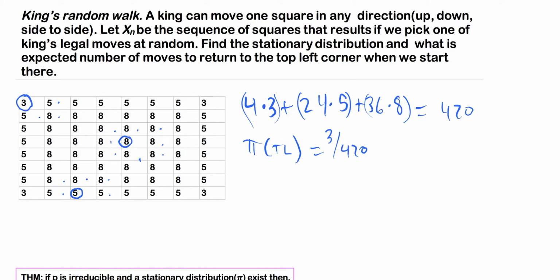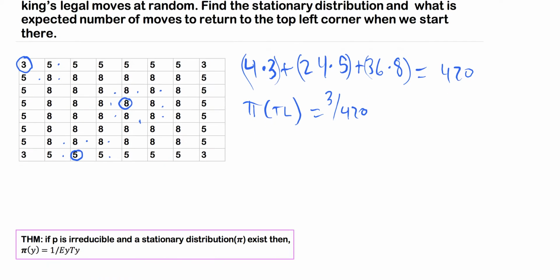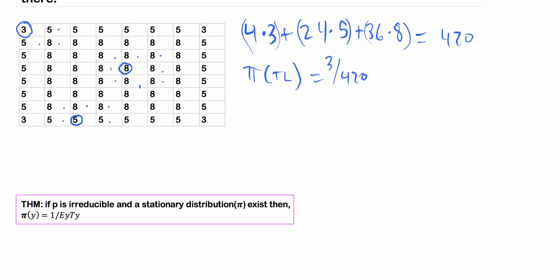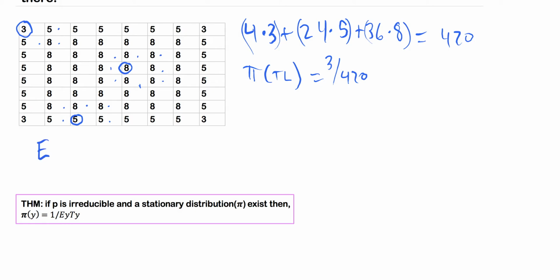Now moving on, what is the expected number of moves to return to the top left corner when we start there? So essentially what they're asking us for is, I'm going to keep the acronym TL for top left, this is what we want to find, right? The expected number of moves to get back to where we started. So we have a theorem here.